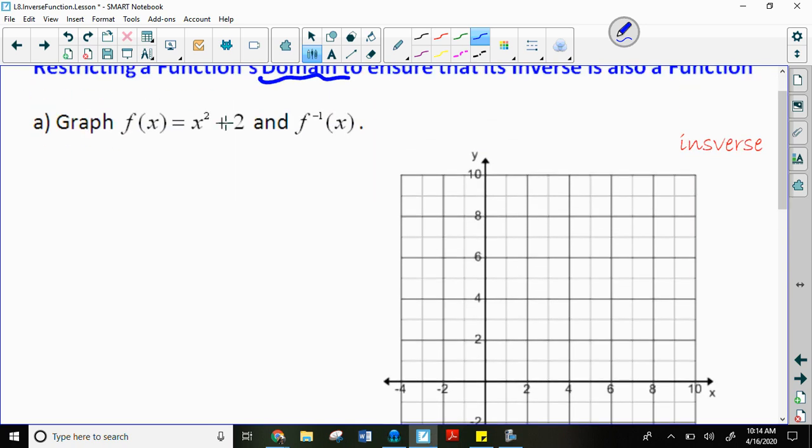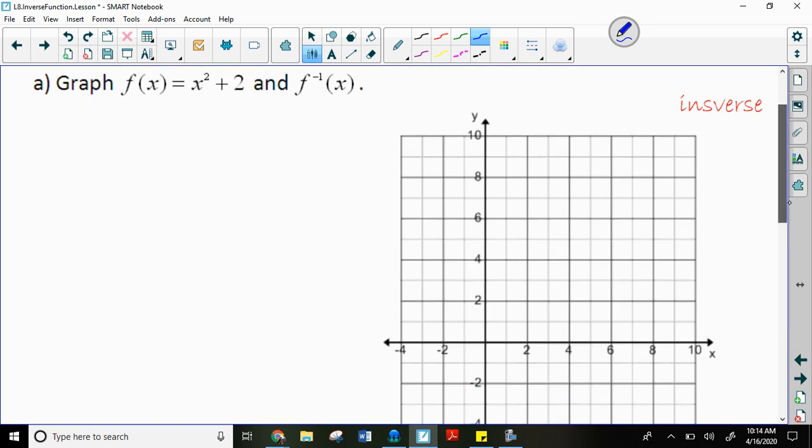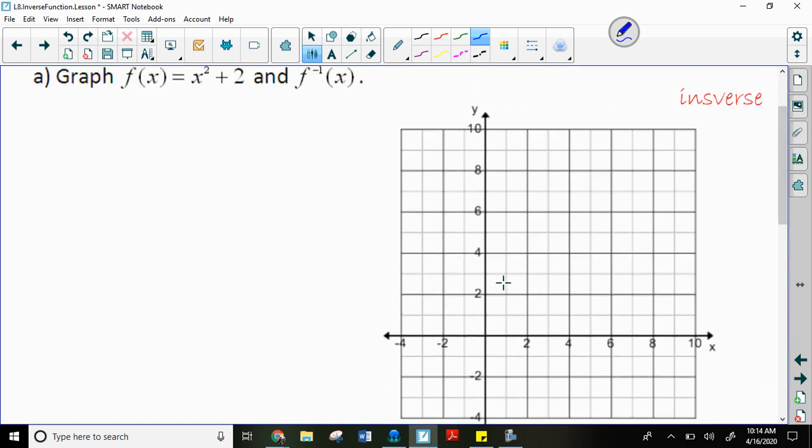Okay, so let's look at this graph of f of x. It is a parabola and it has been vertically translated up 2 units. So I'm going to draw this parabola in blue. So we go up 2, 0, 0, over 1, up 1, over 2, up 4.